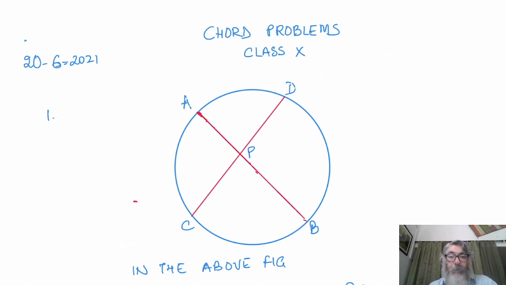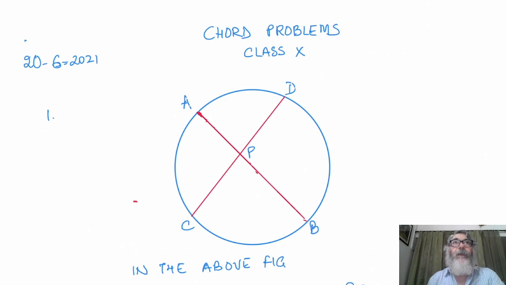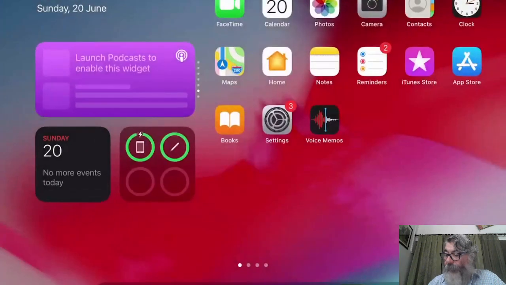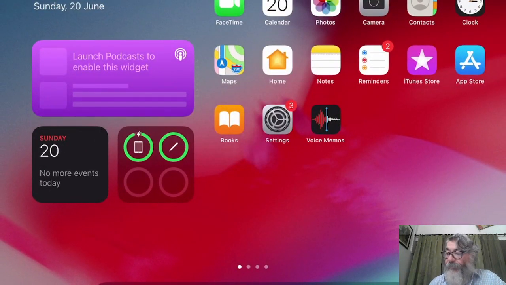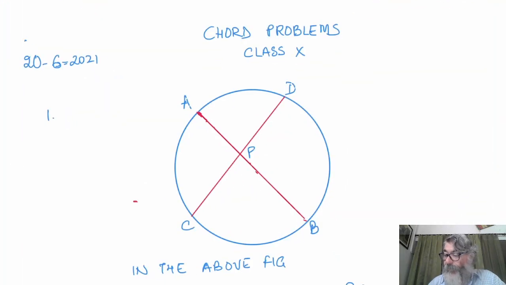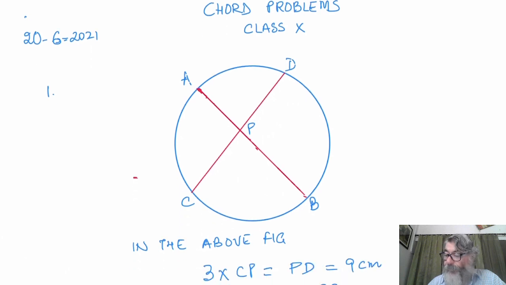We are doing the problems based on chords. We have explained to you a few theorems based on chords. The two theorems were that when the chords intersect internally or externally, the products of the lengths of their segments are equal. We are going to explain it to you through the problems which I have taken.